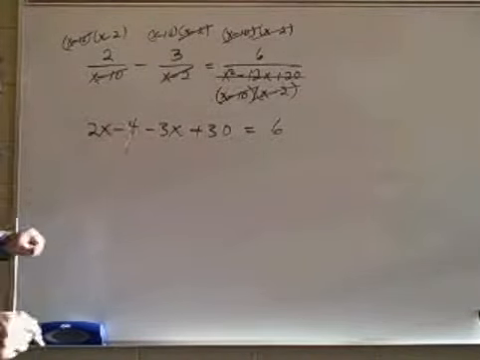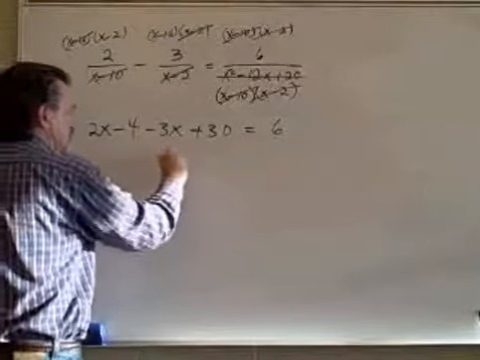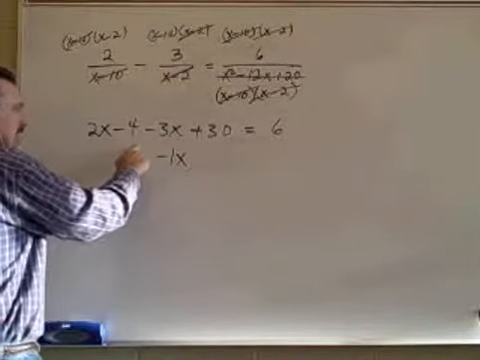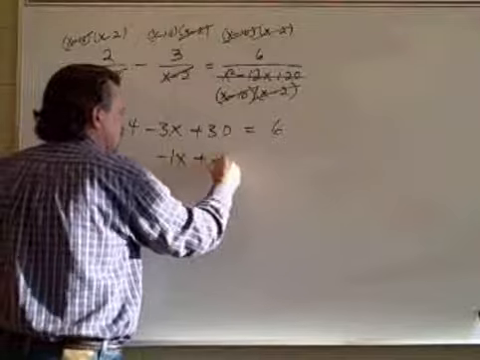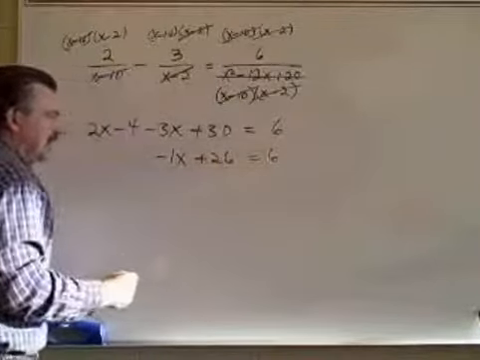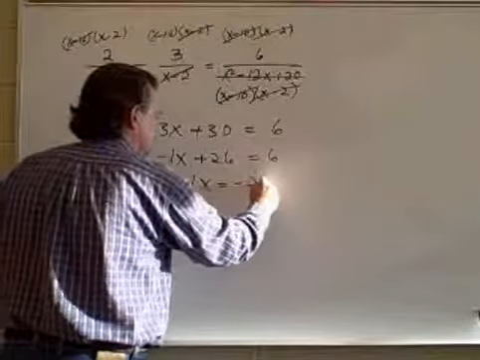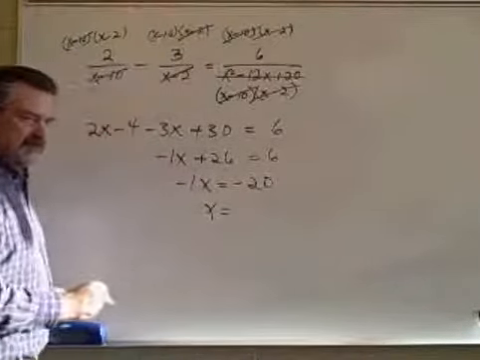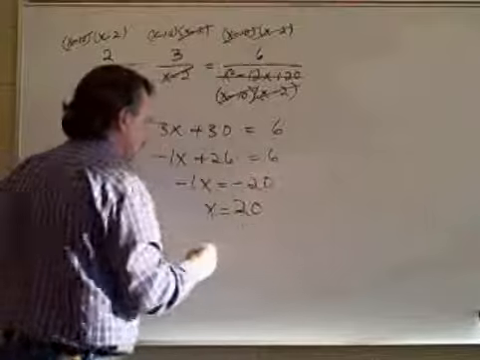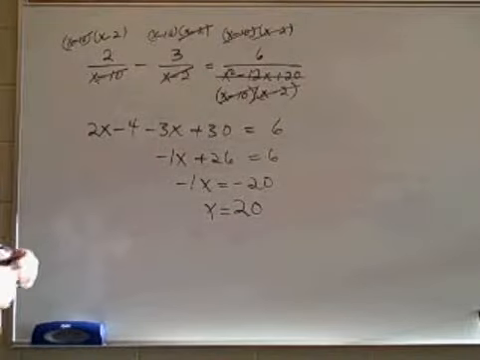Let's combine the like terms here. 2x minus 3x is negative 1x. Minus 4 plus 30 is plus 26. And if I subtract 26 from both sides, and then divide both sides by negative 1, I get the solution that x equals 20.